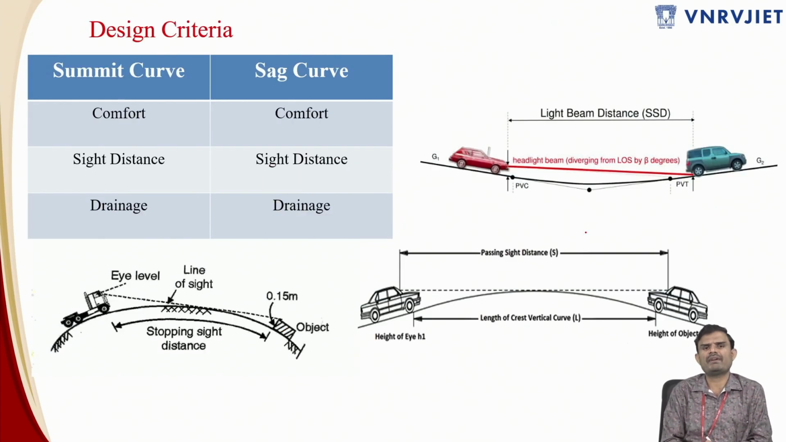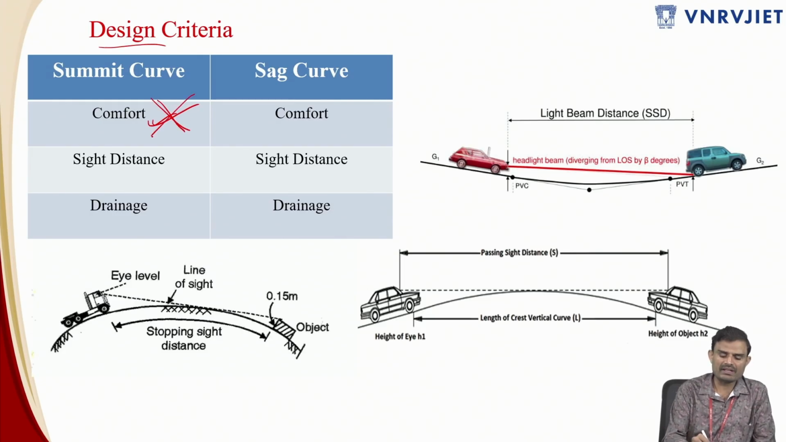Design criteria. So far we have looked at the difference between summit curve and sag curve. Next, for what all criteria should we design the vertical curve? The first one is comfort. Just like I discussed previously, a summit curve already has a comfort criterion because some part of the centrifugal force is compensated by the self weight of the vehicle. So overall you will have a reduced amount of weight on you, because of which you feel comfortable. Therefore you need not design for comfort.